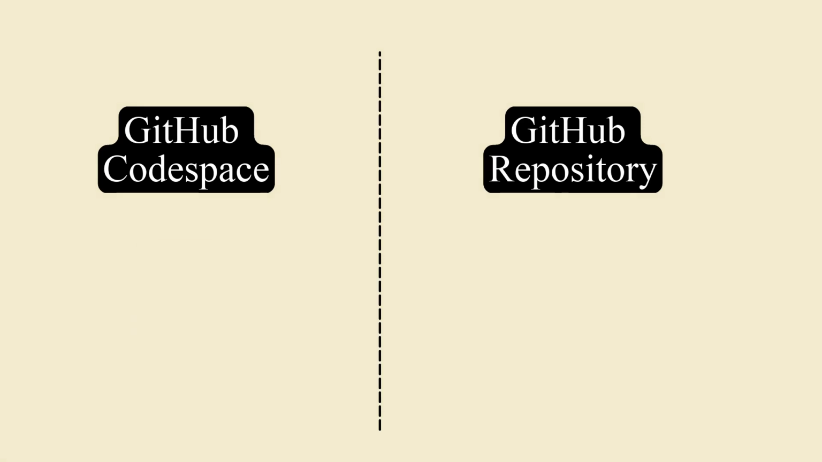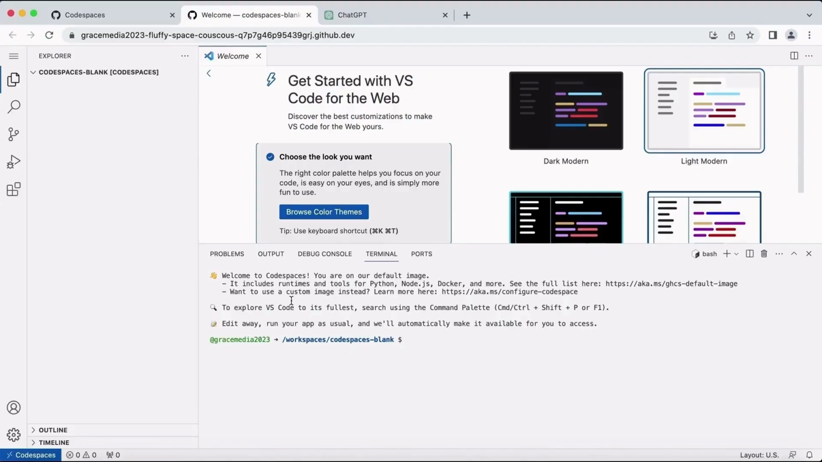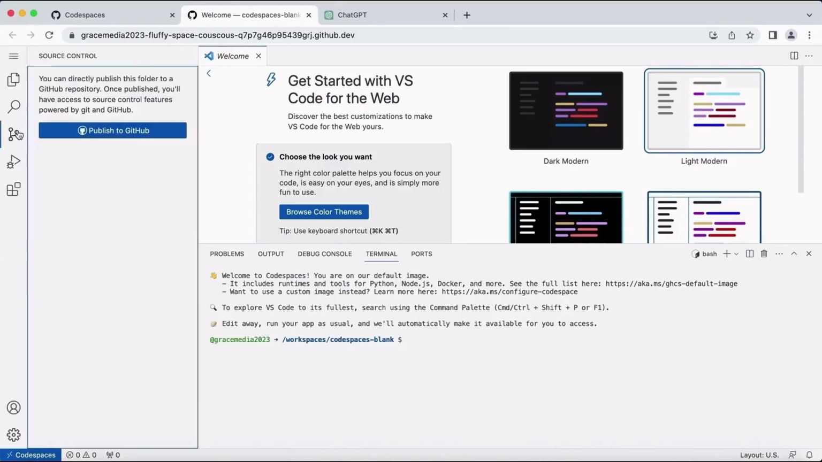To help you understand, think of a Codespace as a physical machine, similar to your local PC. Let's go back to the Codespace we just created. You can see it is not linked to any remote GitHub repo. Actually, the working directory is not even a local Git repo. It is merely a plain folder, and we will leave it this way for now.